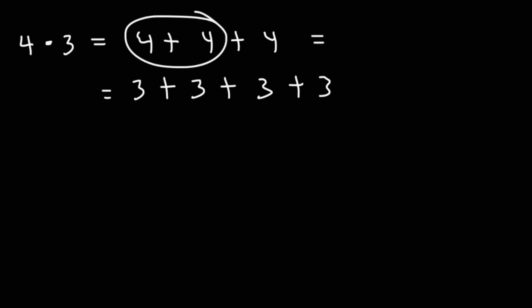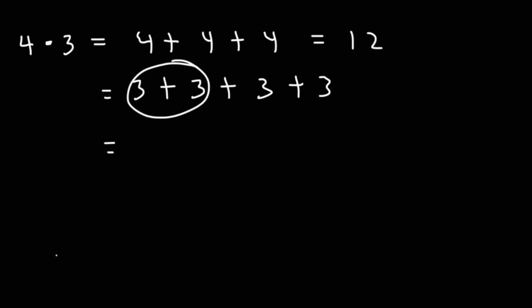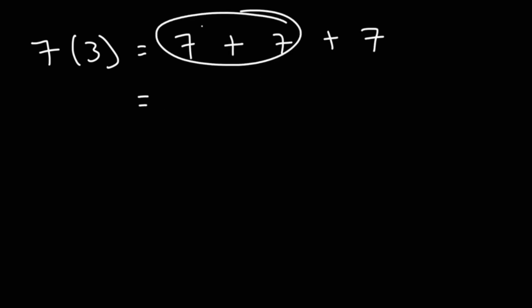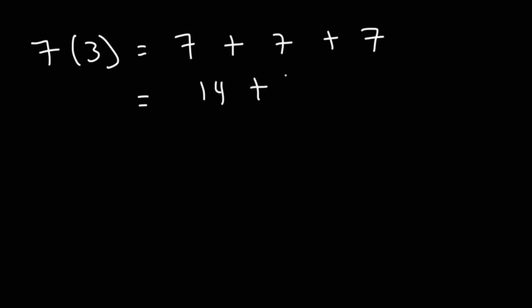4 plus 4 is 8, and then 8 plus 4 is 12. 3 plus 3, that's 6, and adding the other two threes on the right, that's 6. 6 plus 6 is 12. In both cases, you get the same answer. So that's multiplication, repeat addition. Now let's say if we want to multiply 7 by 3. Now you can add 7 3 times, or you can add 3 7 times. It's easier adding 7 3 times, so I'm going to go with that route. 7 plus 7 is 14, and 14 plus 7 is 21. And so that's 7 times 3.